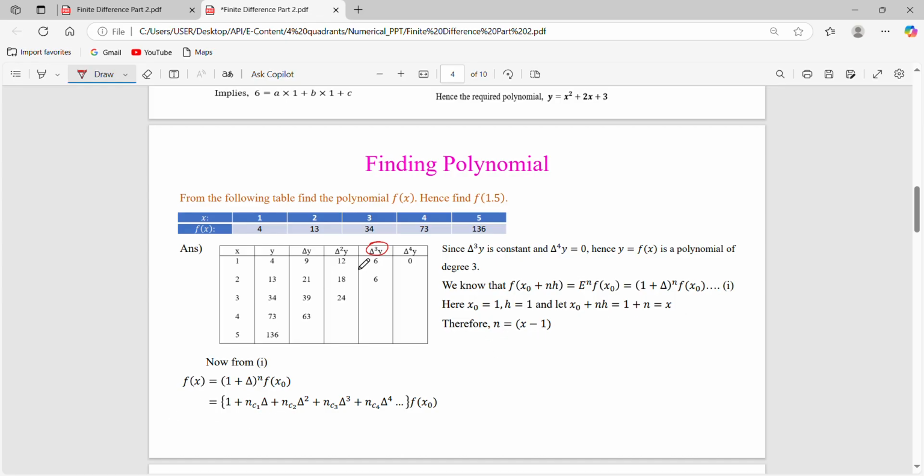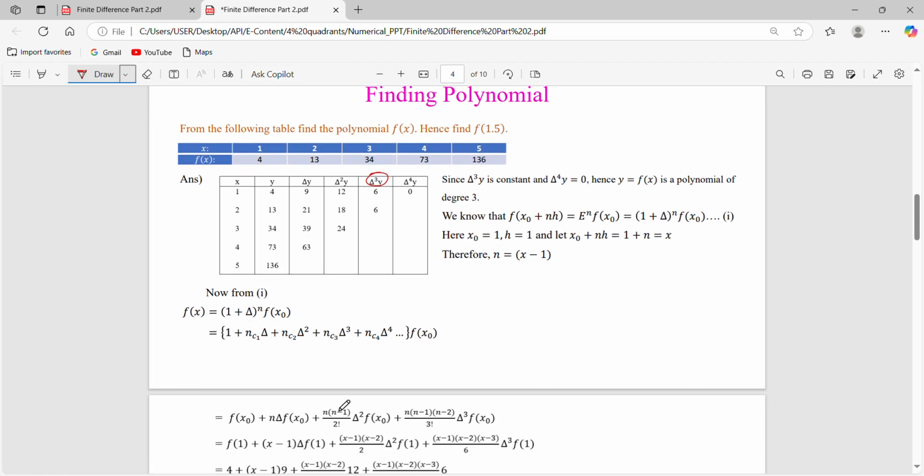Now the actual formula: f(x) equal to (1 plus delta) whole to the power n f of x0, and this formula is written as 1 plus nC1 delta plus nC2 delta square plus nC3 delta cube plus dot dot dot plus nC4 delta 4 plus dot dot dot, outside f of x0. This is the calculation part.